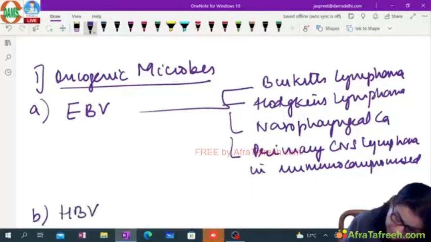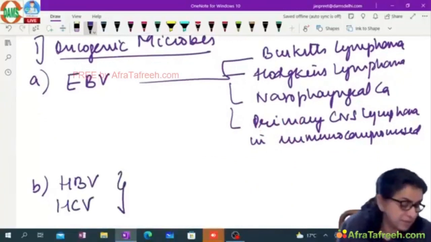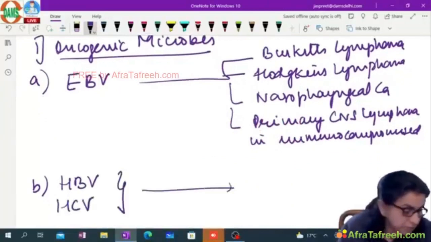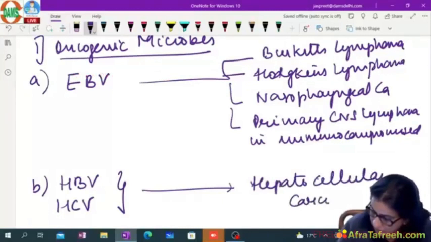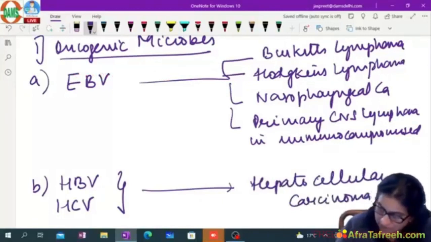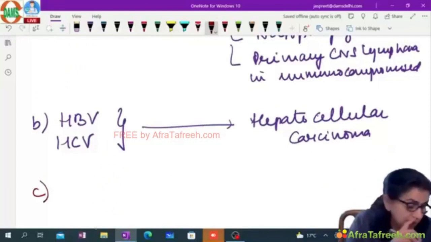Second, hepatitis B virus and hepatitis C virus. Hepatitis B and C viruses are associated with hepatocellular carcinoma, liver cancer.